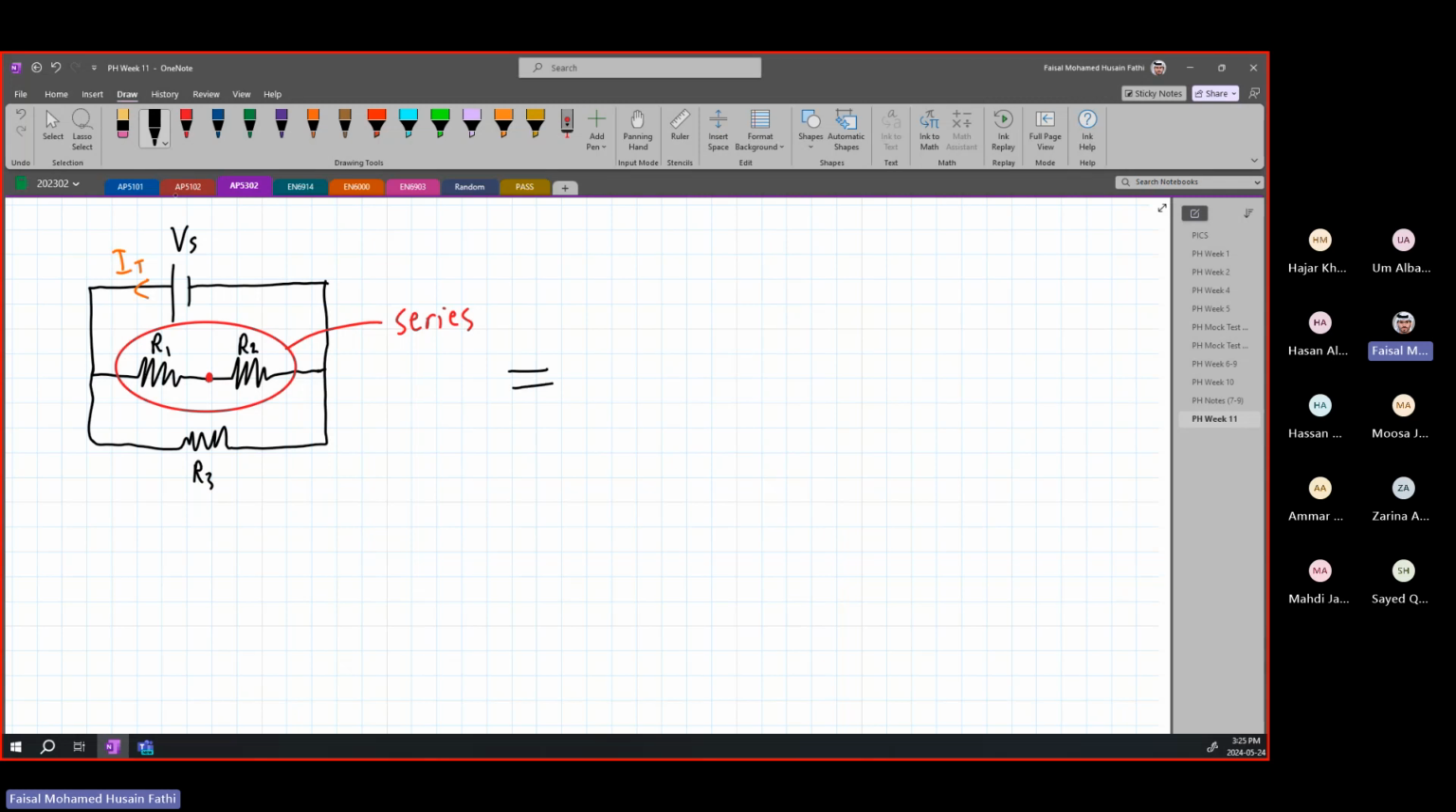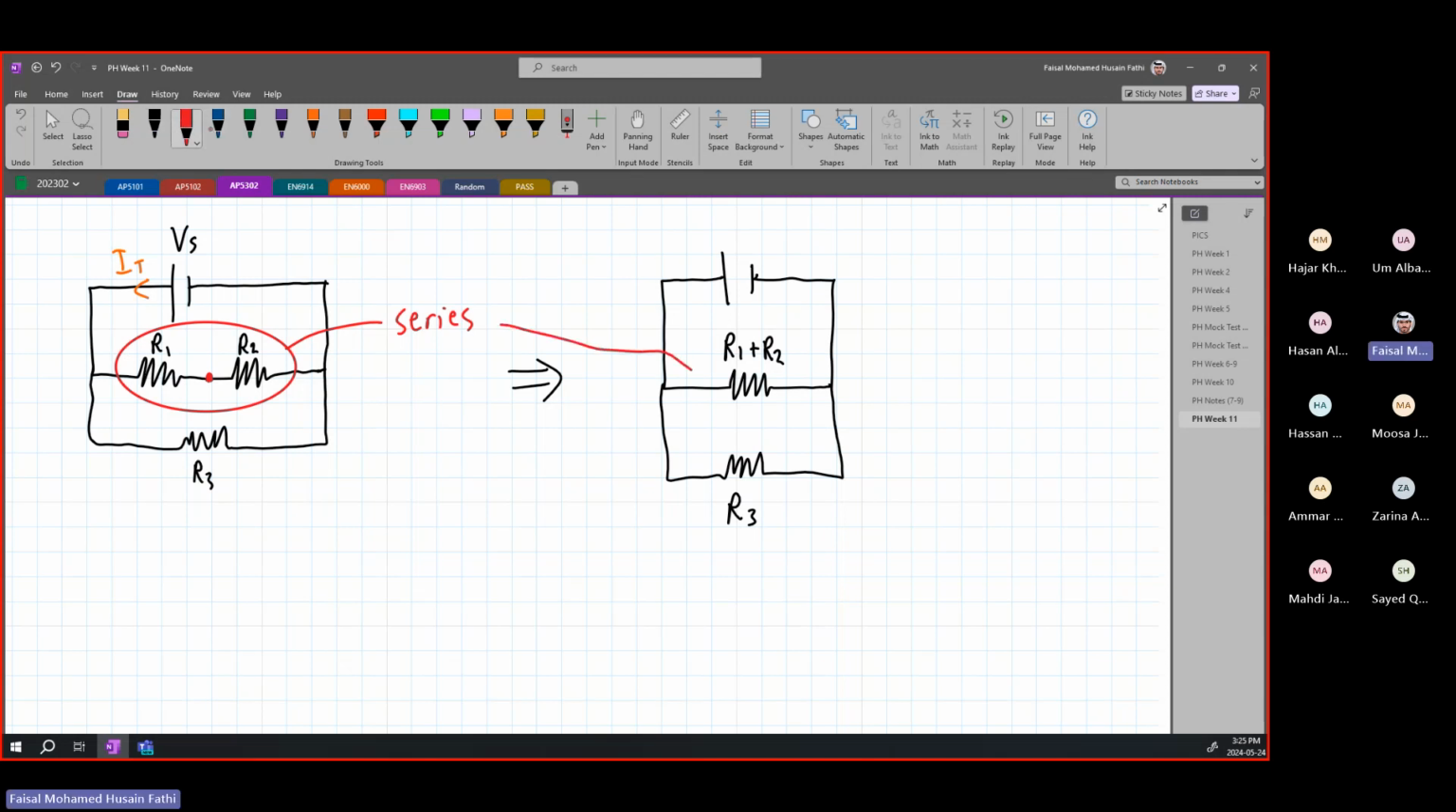So you can simplify the circuit and it will look something like this, where you have one single resistor here and the other resistor over here. This is R3 and this is R1 plus R2. Okay? Because we just simplified it using the series rule and we simplified it to get this R1 plus R2. Or a more clear way of putting it, let's call this R12.